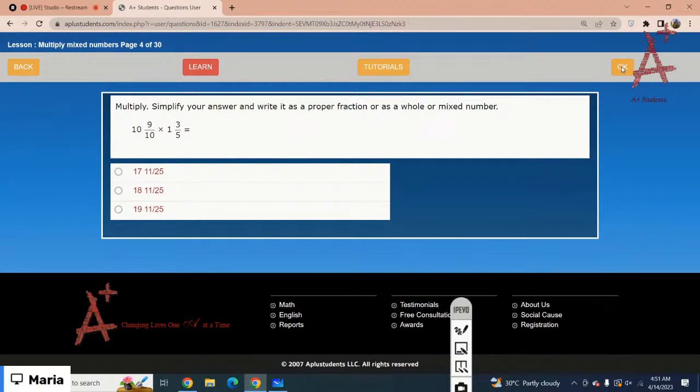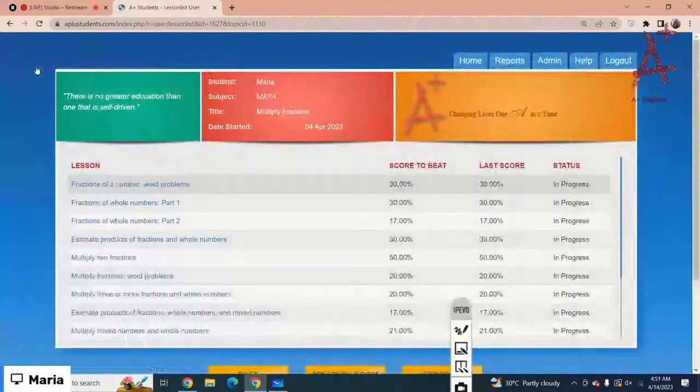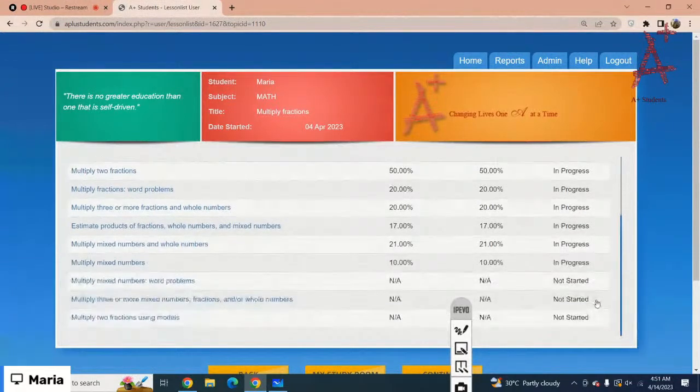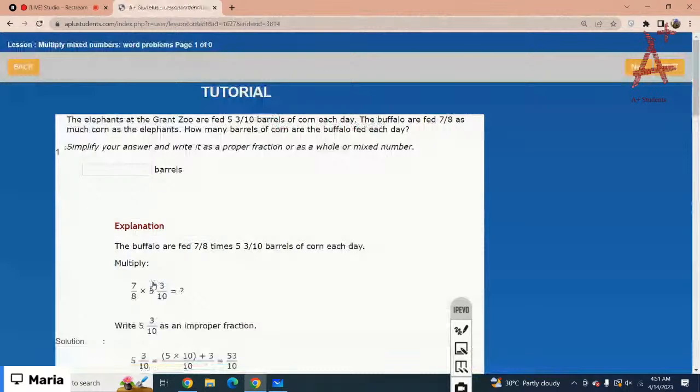Okay. You can complete the test by yourself later today. Let me just move on to the next lesson. And the next lesson is mixed number word problems. So let's just start with the word problems.